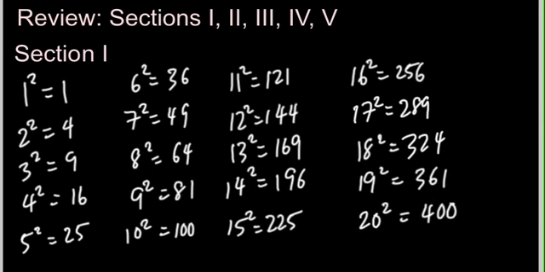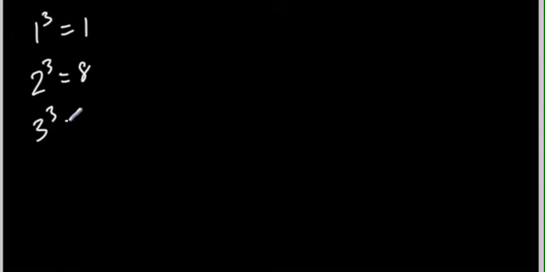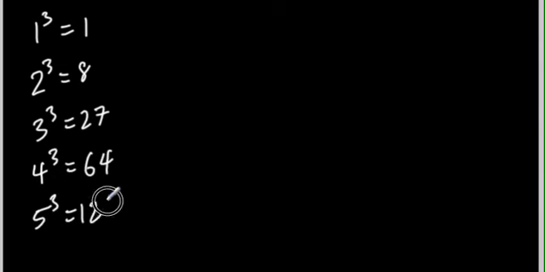Now let's do the cubes of the first 5 numbers. So 1 cubed is equal to 1, 2 cubed is equal to 8, 3 cubed is equal to 27, 4 cubed is equal to 64, and finally 5 cubed is equal to 125. Once again, these have to be memorized. All right, let's move to section 2, where we have to solve.